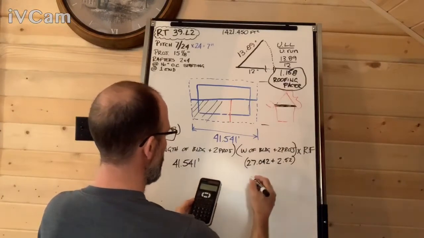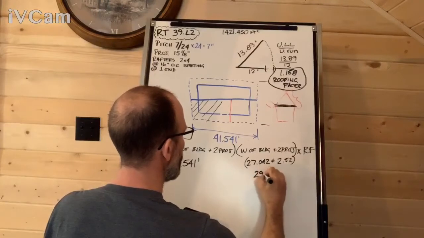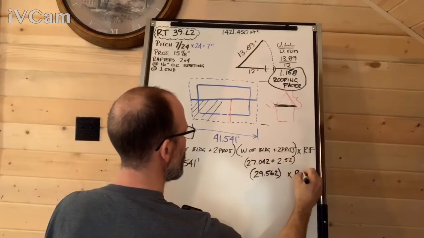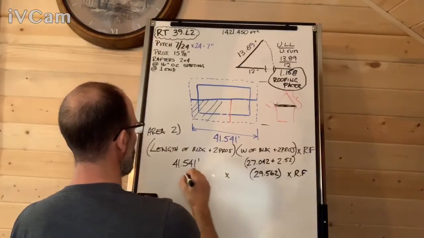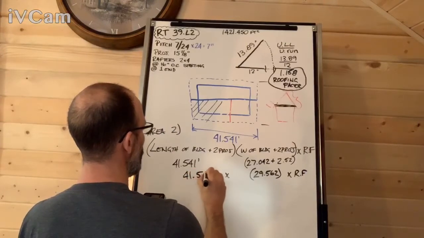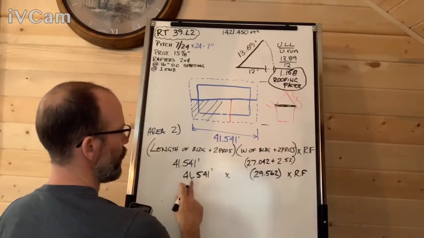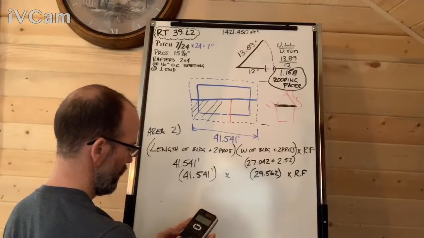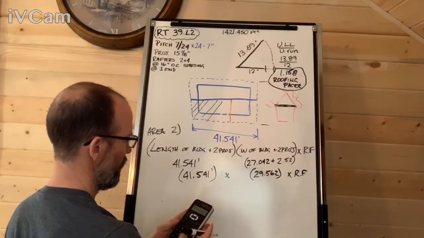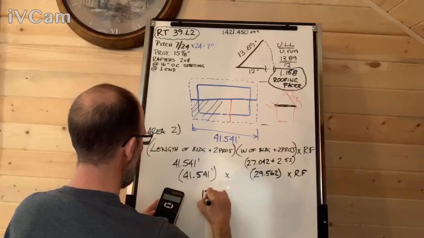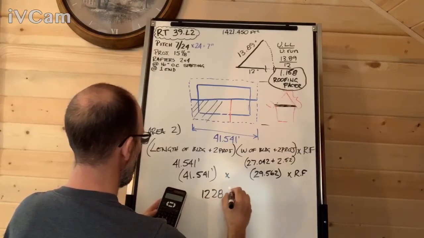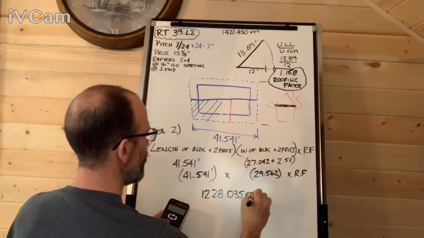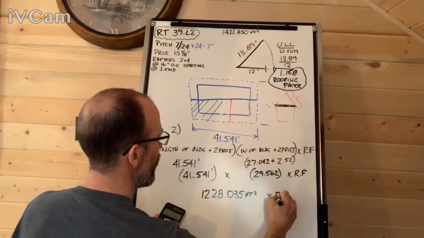$27.042 gives me 29.562. Bring down my roofing factor. I'm going to multiply this by 41.541. 41.541 times 29.562 gives me 1,228.035 square feet, times roofing factor.